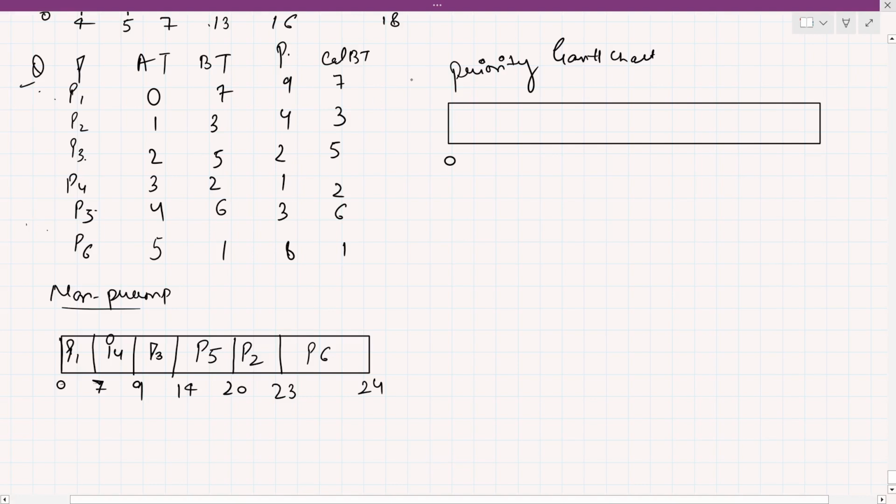At 0, one process is available, which is P1. So P1 will get the CPU. How much time will P1 run? Only 1 unit of time, because when the arrival time becomes 1, one more process is available, which is P2. So now we have 2 processes, and we have to select between these 2. This is what happens in a preemptive algorithm. Okay, not priority, preemptive.